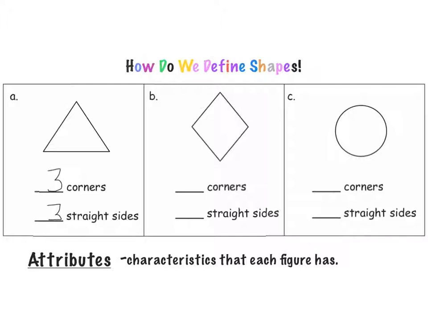Shape B is a rhombus. A rhombus can be defined as a closed figure with 4 corners and 4 straight sides. 1, 2, 3, 4. Shape C is what we know as a circle. Well, how do we define a circle using attributes? Well, a circle has 0 corners and 0 straight sides.